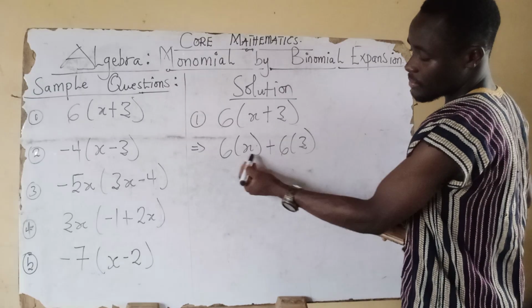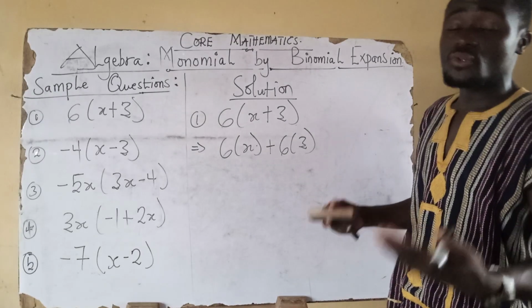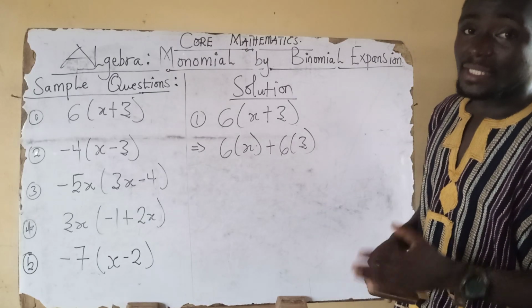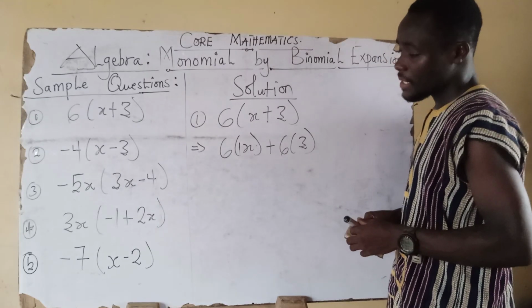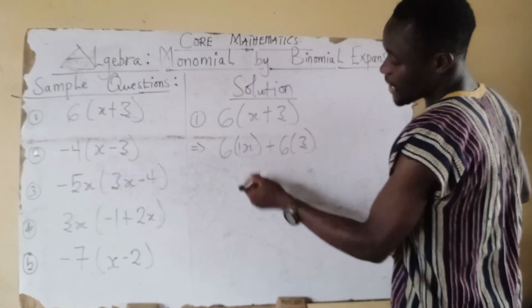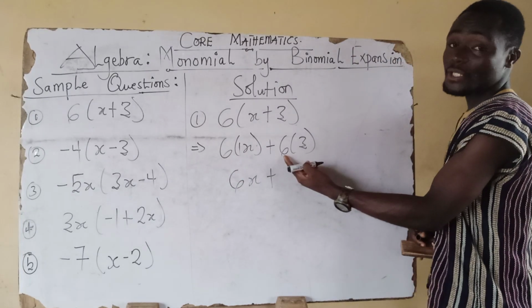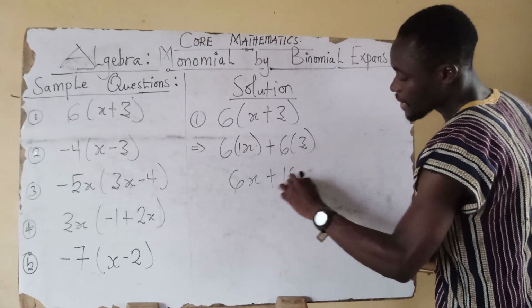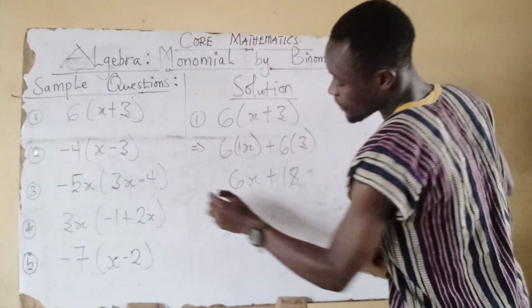So here we have 6 multiplying x. Remember, anytime that a variable stands on its own in algebra, that is in mathematics, there is a coefficient of 1. So here, the whole number 6 will multiply the 1 here. So I have 6 by 1, where I'm going to get 6x plus 6 by 3, I'm going to get 18. So therefore, we can conclude that this becomes our answer.